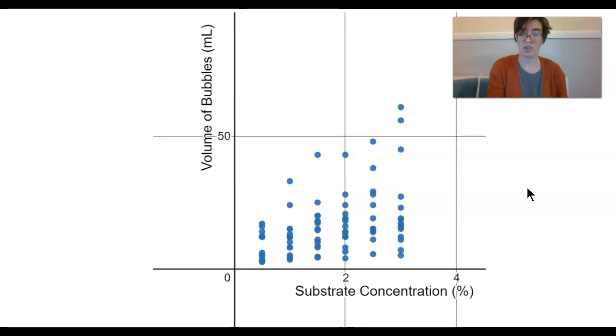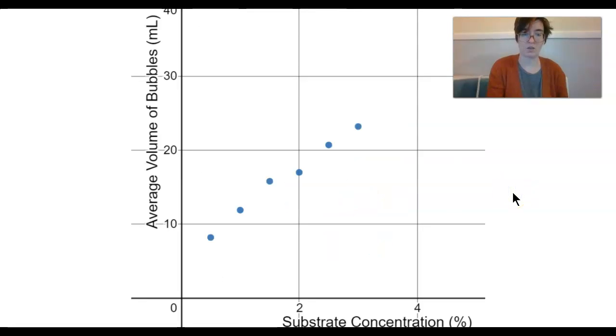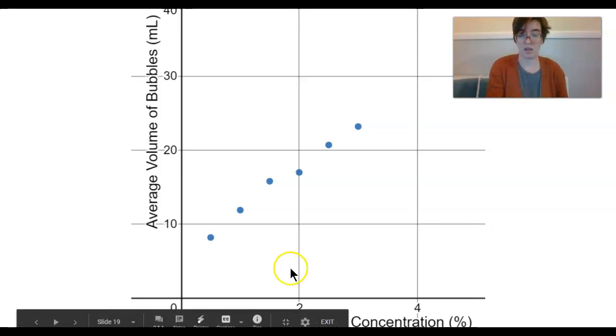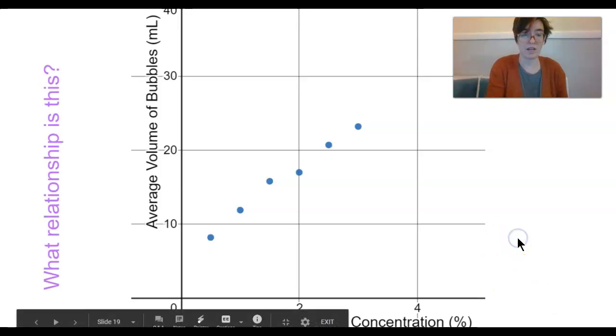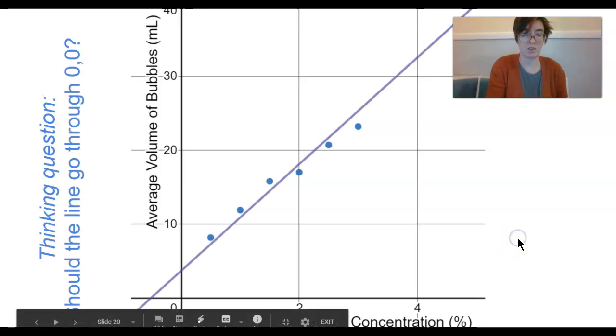However, I averaged each one of these substrate concentration percentages, and when I did that, we actually got a pretty linear pattern here. So not bad. That is the pattern that I would expect to see with this. It makes sense that as substrate concentration increases, the reaction is going to happen more and more. The more hydrogen peroxide there is, the more hydrogen peroxide can be broken down. So that makes sense. I made a line of best fit. I would say it's linear.